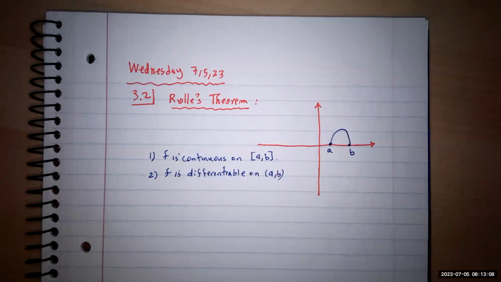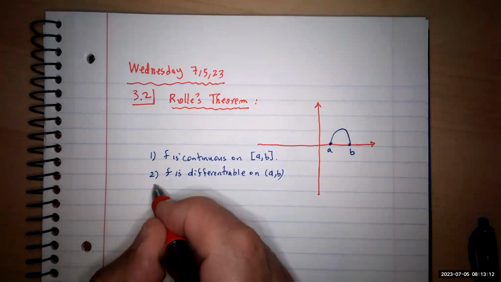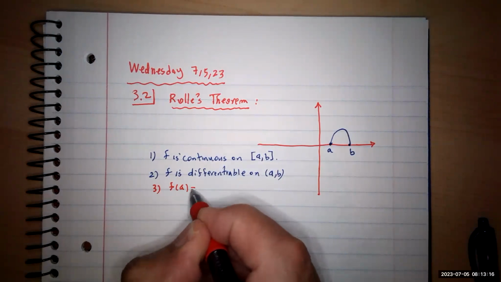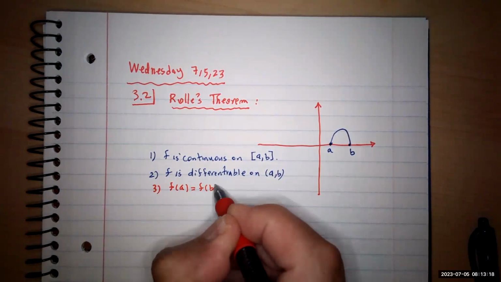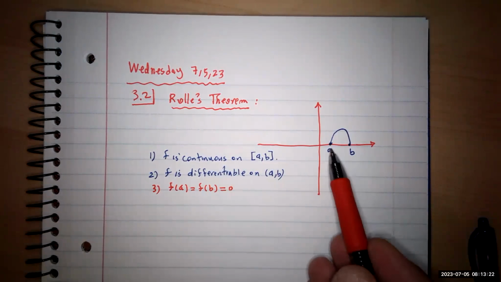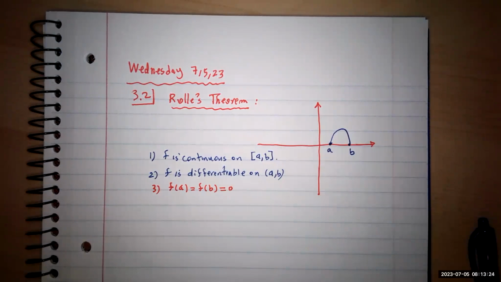Okay, but the third condition, you see the third condition? The third condition is the intercept of the graph. F of A and F of B are going to be equal to 0 because this is the intersection of the x-axis and the graph. Okay, so these are the 3 conditions that you have.